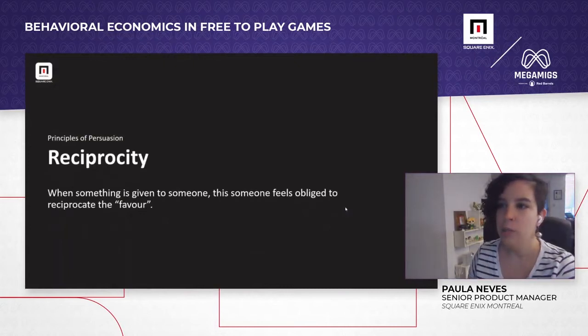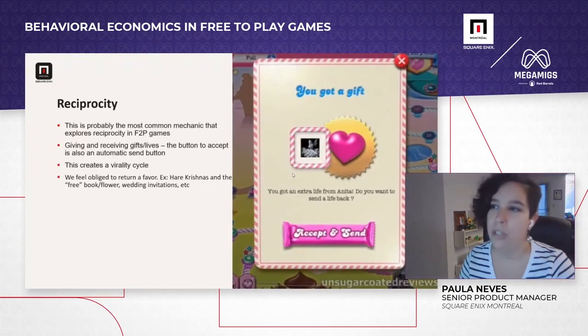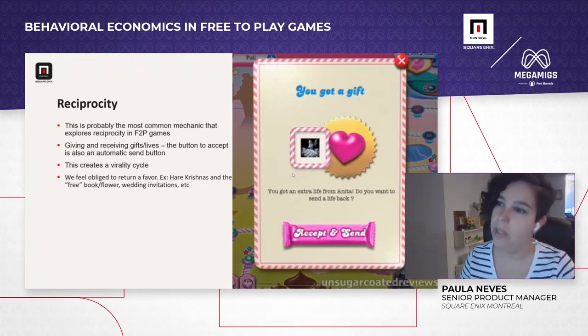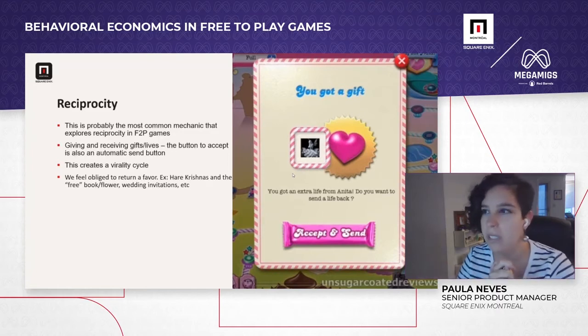So reciprocity is when something is given to someone, someone feels obliged to reciprocate the favor, right? So I think everyone has been in this situation where you get a wedding invitation and then you feel like when it's your time to get married, you have to invite them because they invited you. This is reciprocity, right? And it's probably the most common mechanic that is used in free-to-play games. This gifting mechanic is the most classic example of reciprocity in games, right?